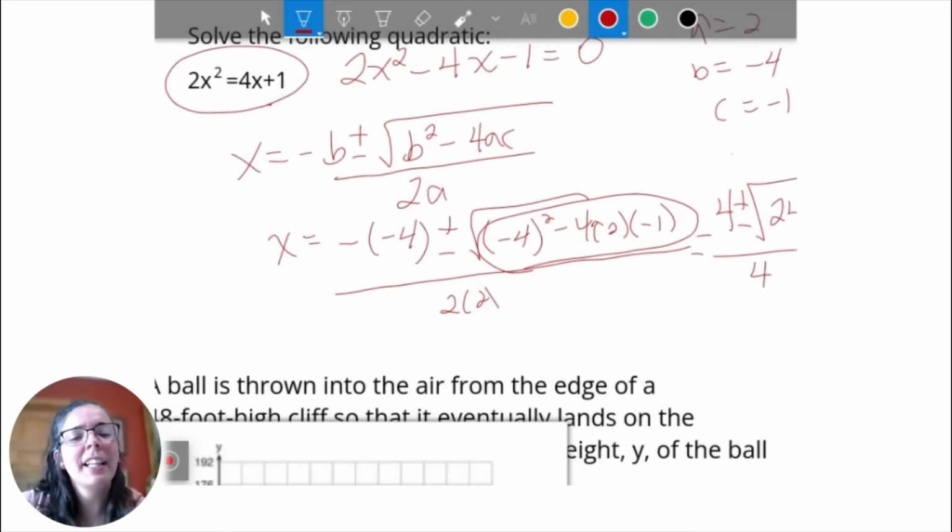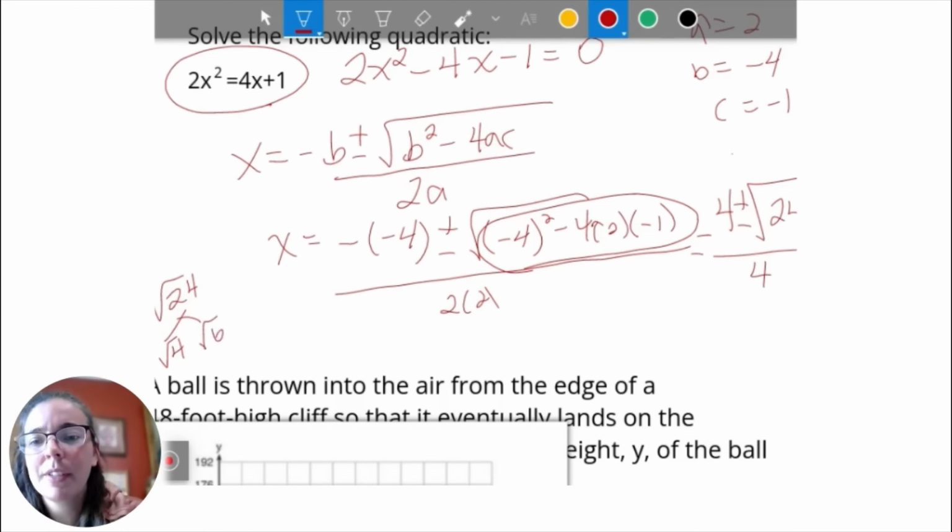So from here, the last thing I need to do is see, can I simplify the square root of 24? The square root of 24 is not a perfect square. So I just have to check, are there any perfect square factors of 24? And actually 4 is one of them. So off to the side here, let me just show you the square root of 24. We can break it into the square root of 4 times the square root of 6.